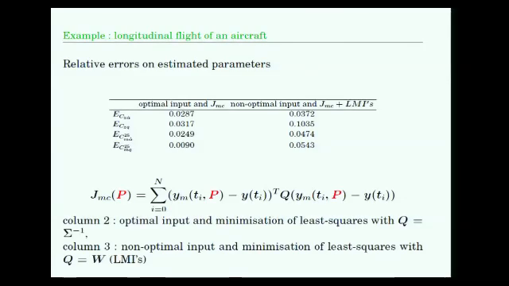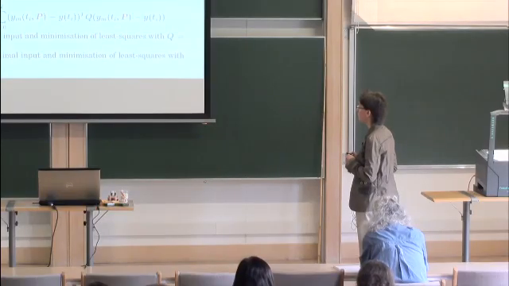Sorry. Now, some results on estimation. This is the relative error on estimated parameters. Thus, the criterion to optimize is a classical least square criterion. In the first column, the ponderation, the weighting matrix is obtained by the inverse of the covariance matrix of the measurement noise.